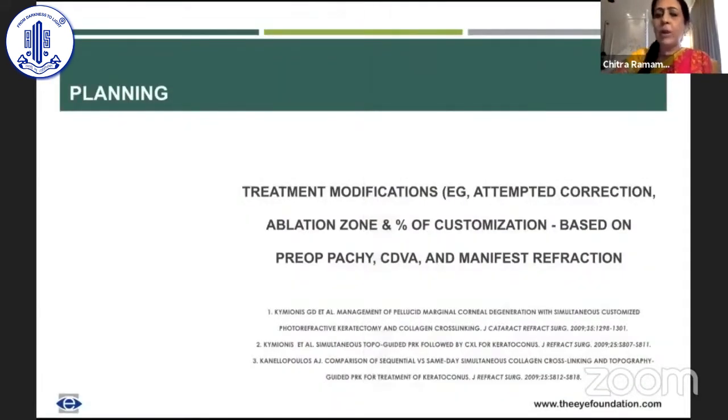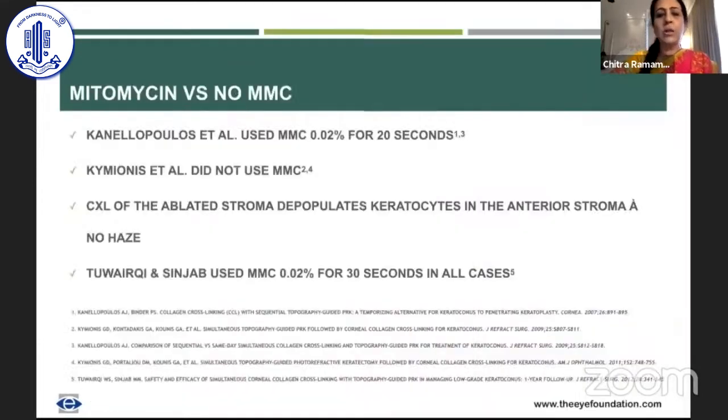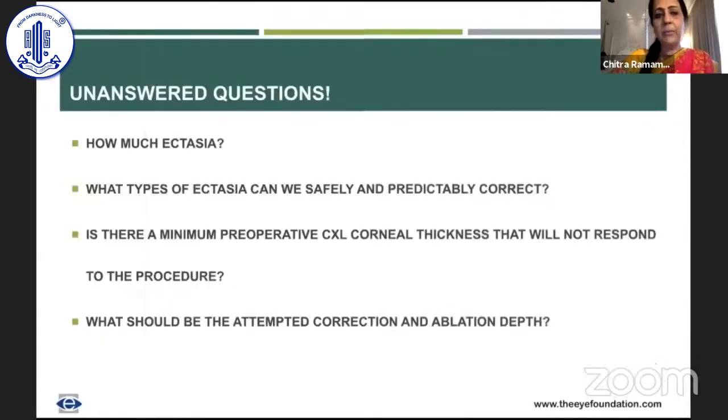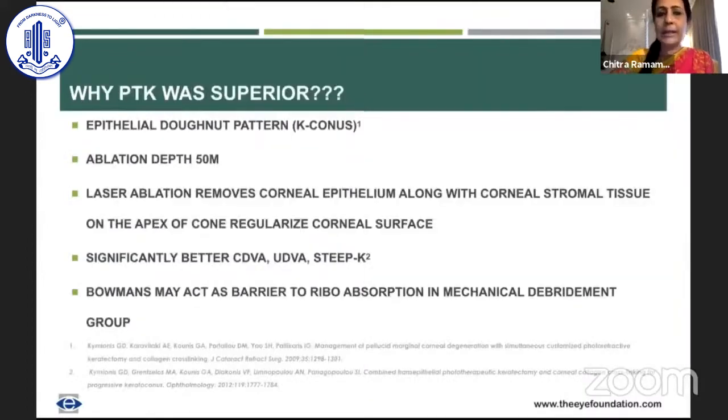However, there were treatment modifications with different people, the different ablation zone, and the percentage of refractive error correction, and so on and so forth. There was also a query: would you use mitomycin or would you not use mitomycin? It seemed to make sense to use mitomycin because it took care of the haze which could be created by the migrating fibroblasts. But then there were always some unanswered questions, like which kind of ectasia would be more predictably corrected, what should be the attempted correction, and what should be the ablation depth was not exactly answered.